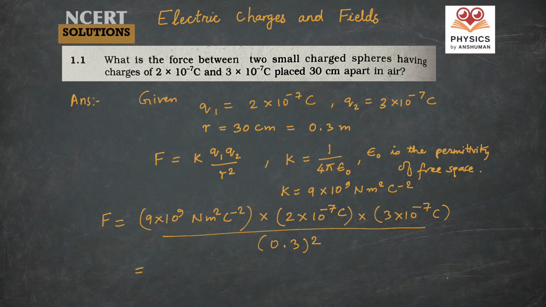And when we do the calculations, we get F is equal to 6 × 10^-3, and since the unit of force is newton, so we will put N. And since both the charges are positive charges, so there will be a repulsive force, so you have to write repulsive force. So repulsive force of 6 × 10^-3 newton is our answer.